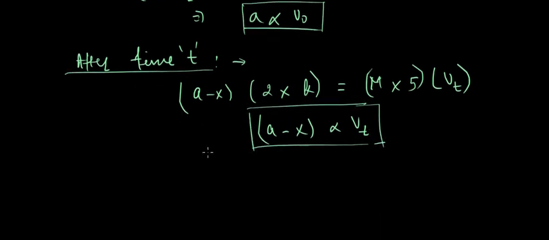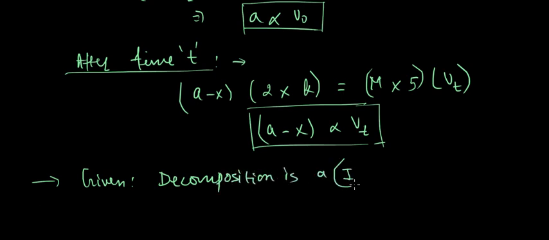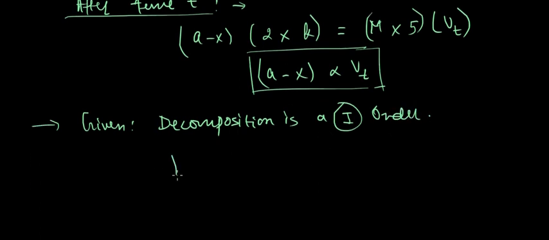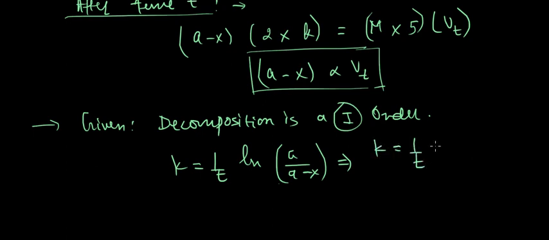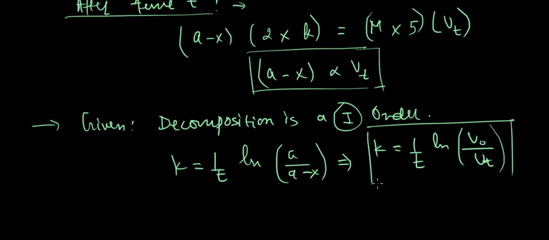Let's suppose it has been given in the question that the decomposition of H2O2 is a first order reaction. So we can write K equals 1 upon t ln A upon A minus X. This can be easily written as K equals 1 upon t ln, what is A? A is nothing but V0, the total initial volume of KMnO4 which was required to titrate the H2O2 solution, and Vt is the volume of KMnO4 required after time t with the H2O2 solution, and obviously we know that V0 would be greater than Vt.